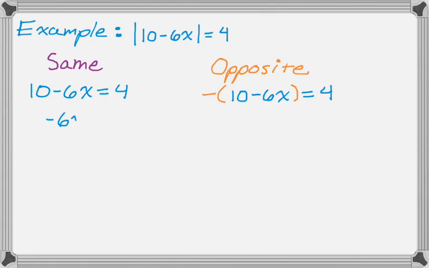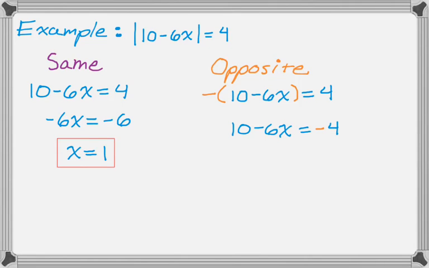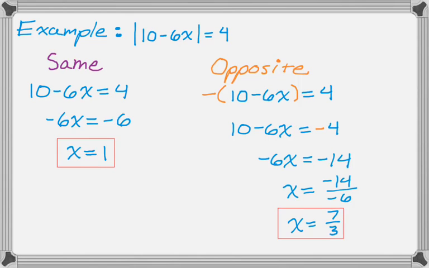I'm going to solve the left-hand equation. So I subtract 10 from both sides, and I divide through by negative 6 to get 1. And then, moving over to the next equation, I'm going to multiply through by negative 1 to get 10 minus 6x equals negative 4. I'm going to subtract 10 from both sides, get negative 6x equals negative 14. Now I'll divide through by negative 6 to get negative 14 over negative 6, but then I can simplify that to just 7/3.